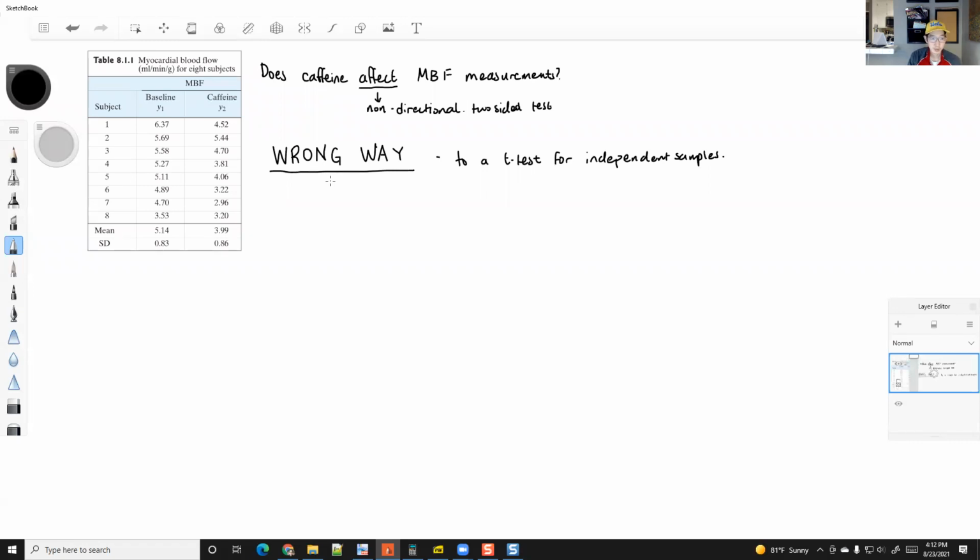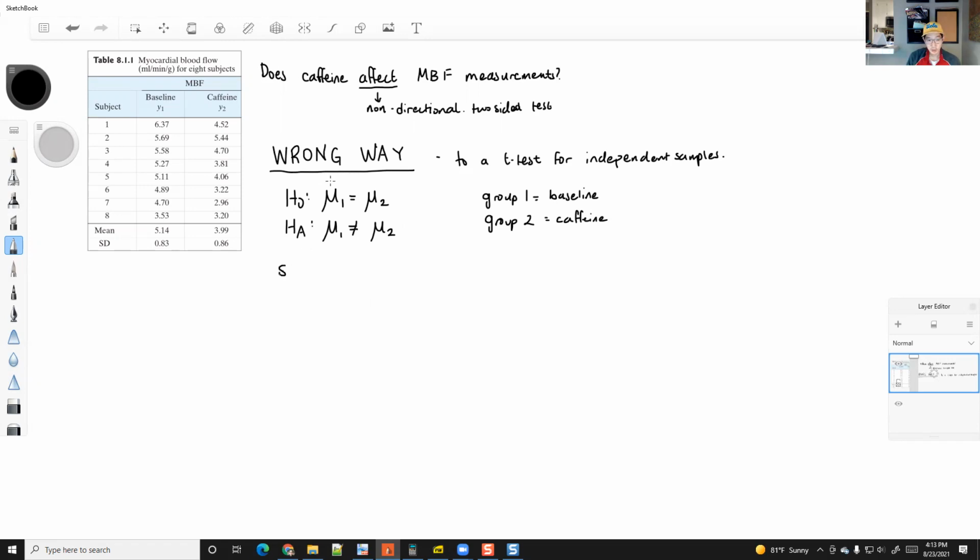So here, to do a t-test for independent samples, our null hypothesis would be that mu1 is equal to mu2, and our alternative will be mu1 does not equal mu2. Okay, and we'll say group 1 will be baseline, and group 2 will be caffeine. After caffeine, okay?